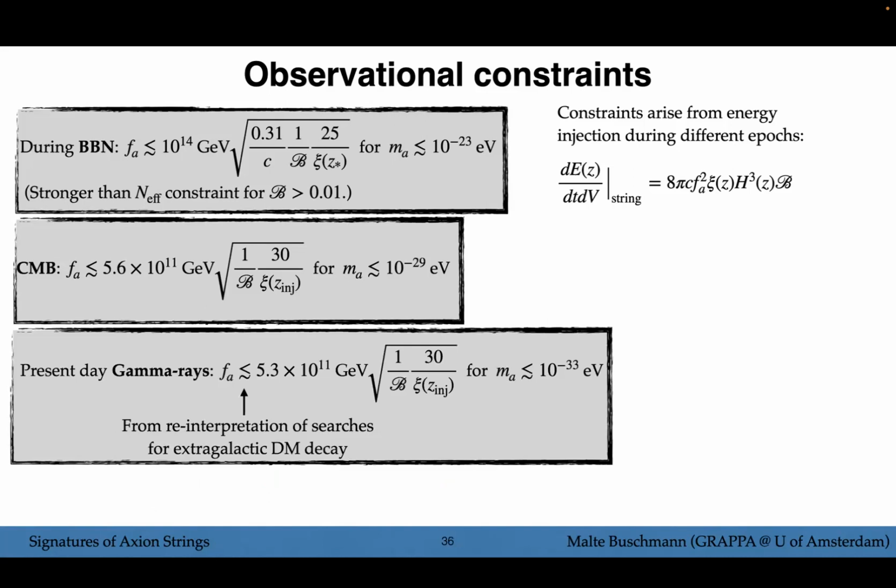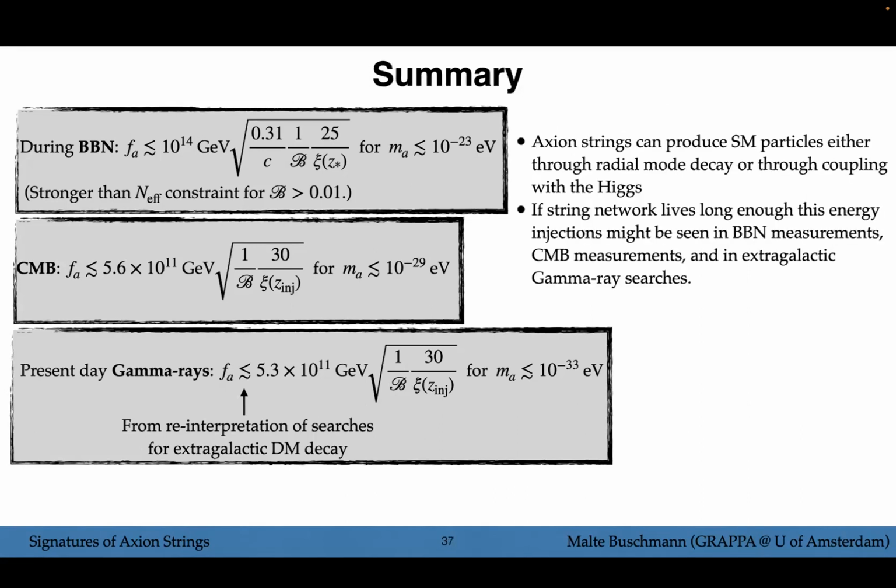And then if your axion mass is lighter than 10 to the minus 33, you can actually observe direct gamma rays coming from these axion strings if they exist. In this case, what we did is we just reinterpreted searches for extragalactic dark matter decay, given that the signature is pretty much the same. Also, in this case, we get somewhat competitive bounds depending on what your exact branching ratio and your string length are. And that already brings me to the summary.